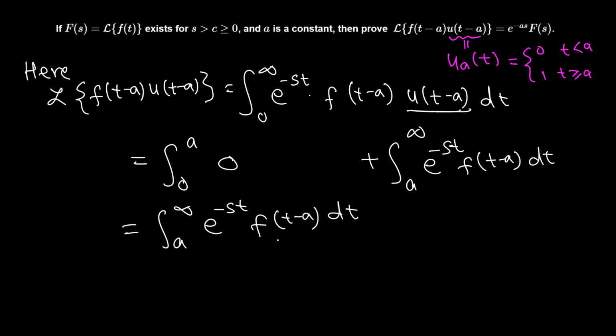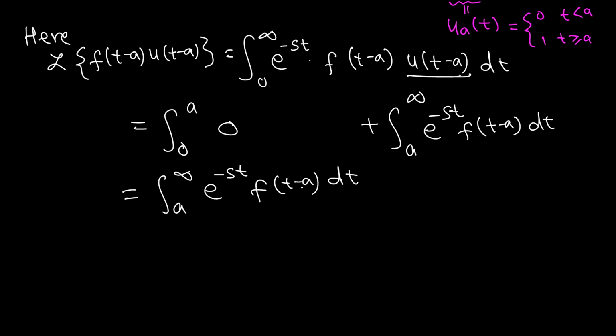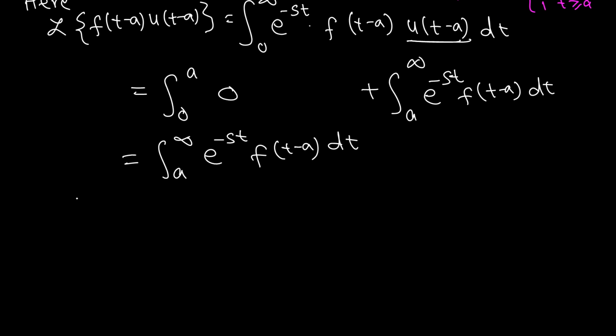Now somehow we need to get f of t or some dummy variable here, because t is just a dummy variable here. t is in between a and infinity. So we can say, let t minus a be v. That means, what is dt? We can differentiate both sides with respect to t. So 1, since a is constant, equals dv over dt, so dv is just 1 dt.